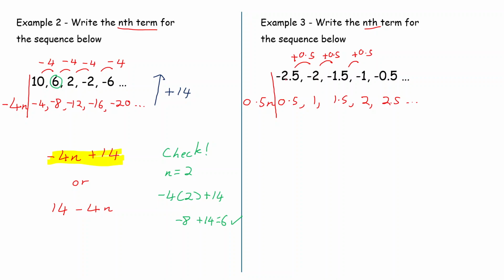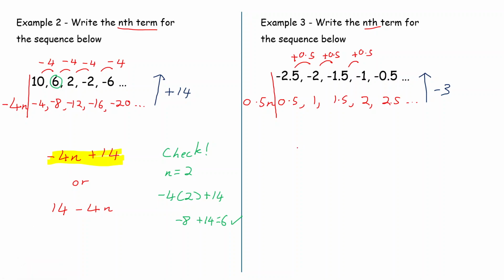0.5 to minus 2.5, I take away 3. 1 to minus 2, I take away 3. 1.5 to minus 1.5, I take away 3. So just be a little bit careful there. We've got to go and subtract 3. Take away 3 from each of these numbers to get to the ones we want above.